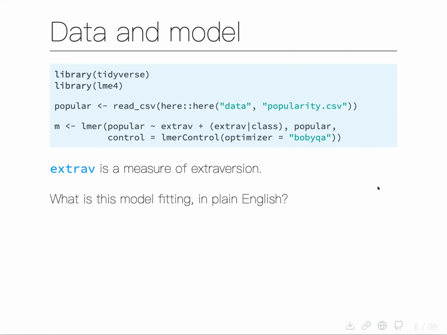Okay. All right, so somebody volunteer. When we're looking at this model, what is this model actually fitting? Like, what are we doing here? I can try. It's saying something like being popular as a function of intercept and extraversion, and intercept and extraversion are randomly varying across level 2, that is class, in our data set popular. Very good. But what does that mean, the extroversion and intercept are randomly varying across class? What does that actually mean?